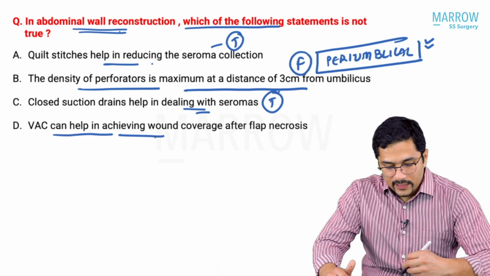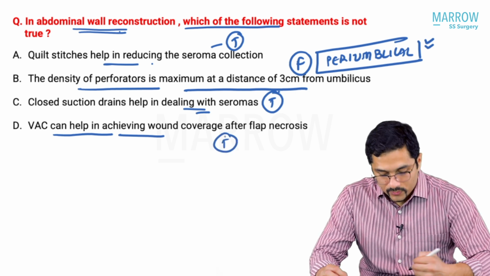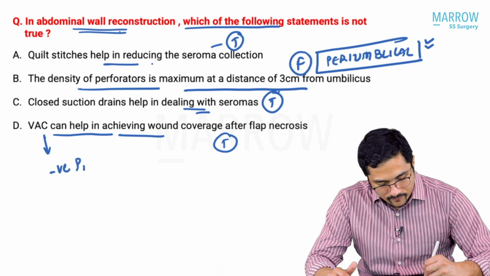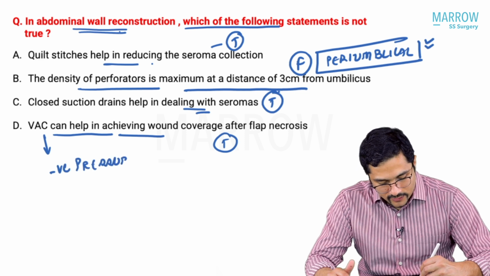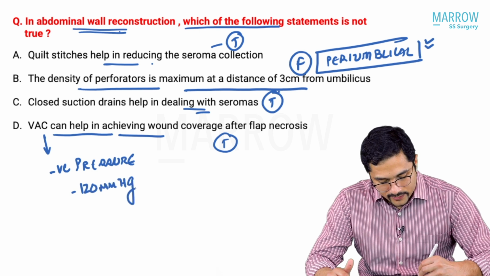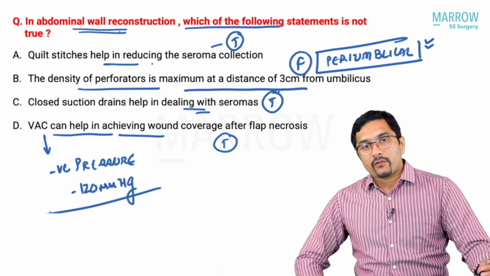VAC dressings can help in closure after flap necrosis. This is also true. VAC is negative pressure dressing, and minus 120 millimeters of mercury is the pressure which is exerted when we put a VAC dressing.